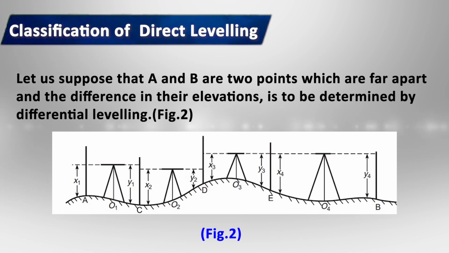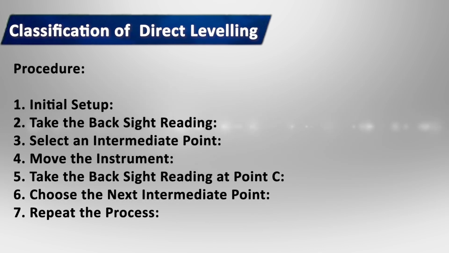Let us suppose that A and B are 2 points which are far apart, and the difference in elevation is to be determined by differential leveling, as you can see in this figure. The procedure to find the level difference includes, first, the initial setup of the level. We will position the level at point O1, ensuring that the line of sight can intersect with the staff held vertically at point A. We will properly level the instrument.